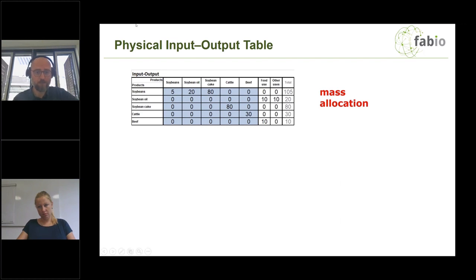And here is an example. You can see that now we have a table with products by products. Before we had products in the rows and processes in the columns. Now we have products both in rows and columns, and we see 5 tons of soybeans going into soybean, 80 tons going into soybean oil, 80 tons into soybean cake.